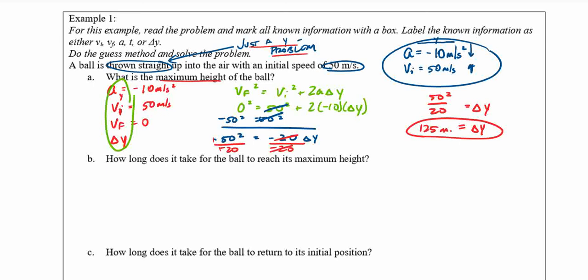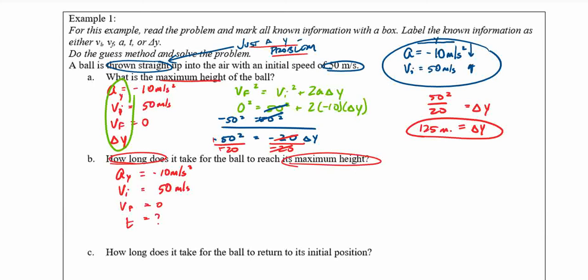So for our next one, we've got how long does it take for the ball to reach its maximum height? So we're still at the maximum height. We still have our acceleration in the y as negative 10 meters per second squared because we throw the object straight up. We still have the initial velocity as 50 meters per second. We're at the maximum height, so we know the final velocity has to be 0. And the question is looking for time here.